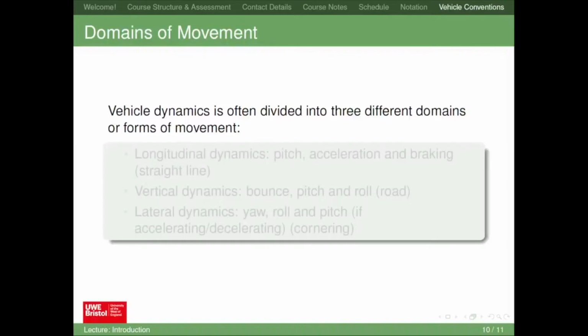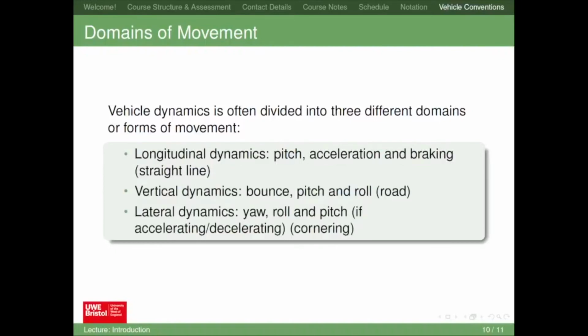I mentioned the translational motions. We actually divide some of the motions into those categories as well. You've got longitudinal dynamics, which is pitch, acceleration, and braking, so things that happen in a straight line. Vertical dynamics, you've got bounce, which is the whole body moving up and down, pitch and roll. And then lateral dynamics, which is going to be your roll and pitch if you're accelerating at the same time. If you think about the longitudinal dynamics, that's stuff that has an impact from driving in a straight line, things like accelerating, braking, pitch, dive and squat.